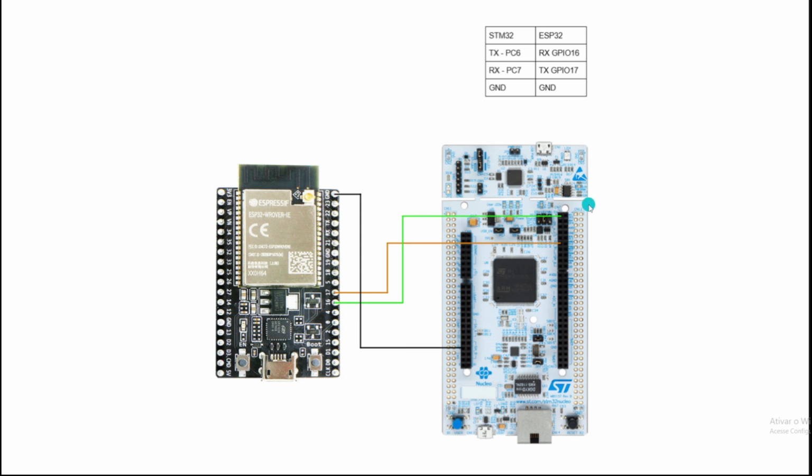According to the image, the pin PC6 from the STM goes to GPIO 16 and PC7 from the STM goes to GPIO 17 from the ESP32. Both share the same GND, the ground. Alright, now that we set up the hardware, let's code.